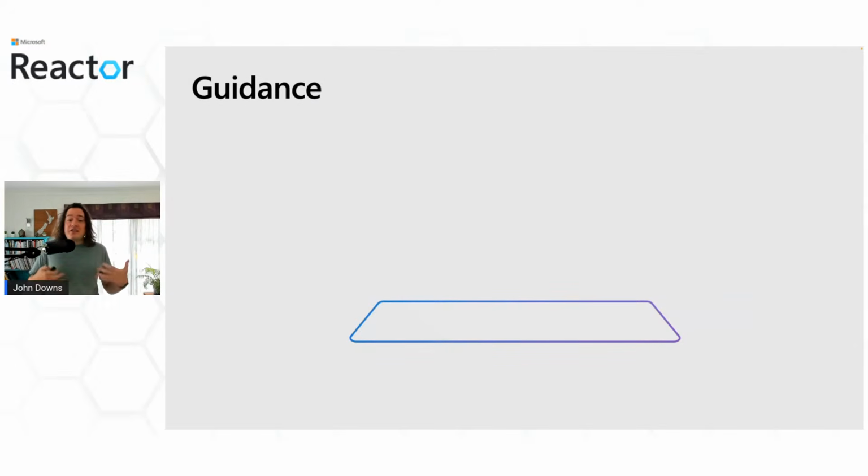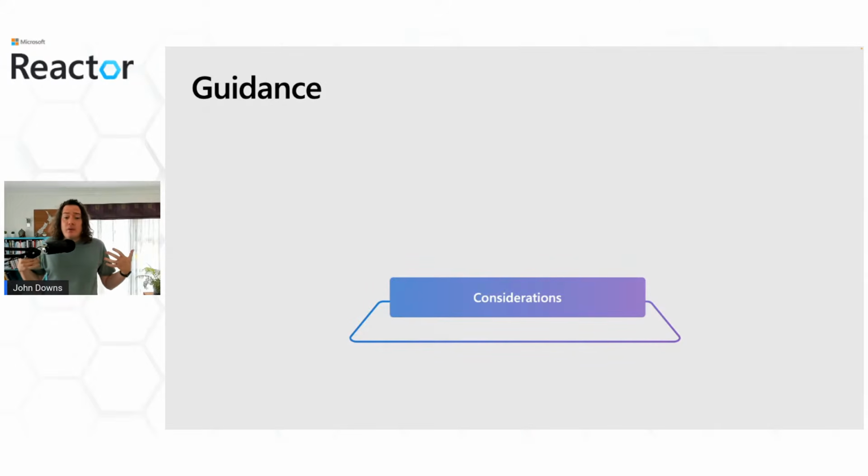Okay, so as I said, our presentation today is based on the guidance that we've been putting together for the Azure Architecture Center. And the guidance is in 3 main sections. So firstly, we have what we call the architectural considerations for multi-tenancy. These are the key things that you need to think about early in your planning and design stages when you're thinking about a multi-tenant solution.